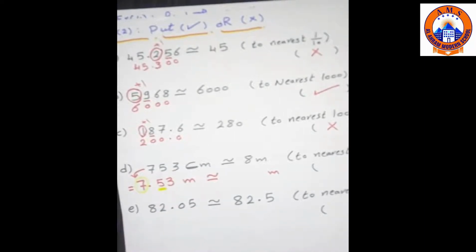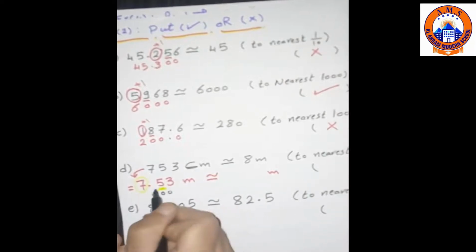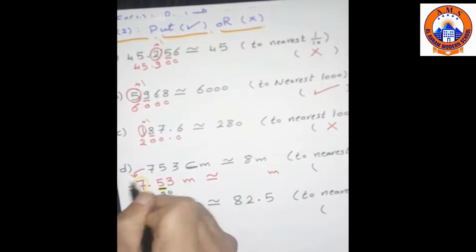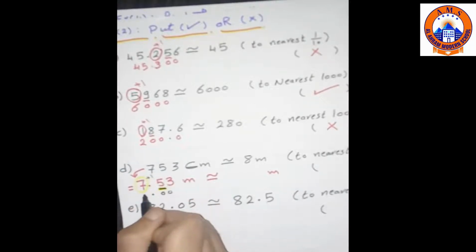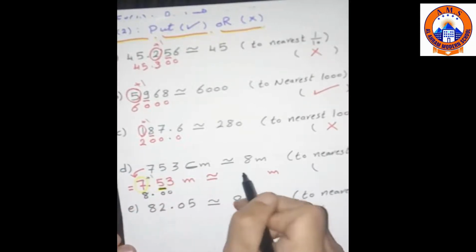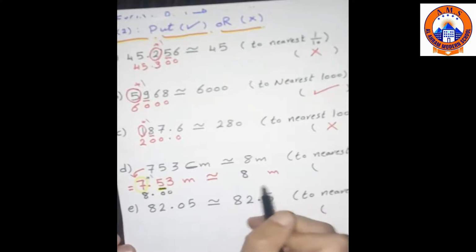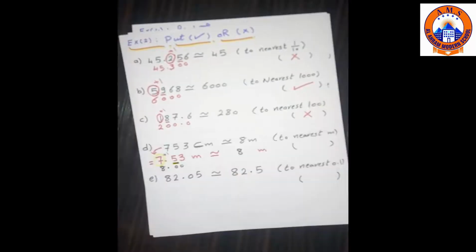So the number 5 is a rich number. It's going to be turned into zeros and have a point. Because 5 is a rich number, it will increase this 7 by 1, so this 7 becomes 8. So this is approximately equal to 8 meters, and it is the same answer, so this statement is correct.